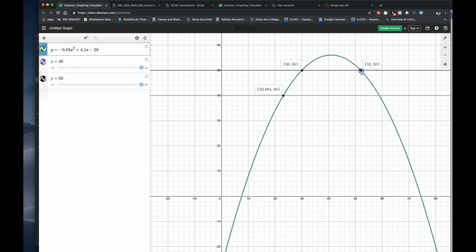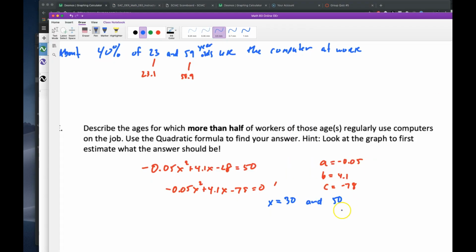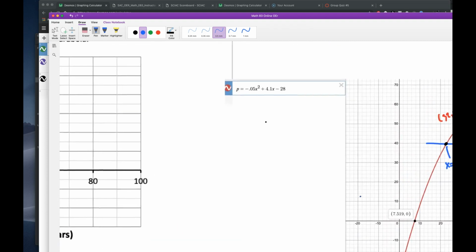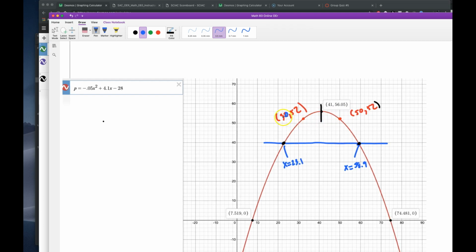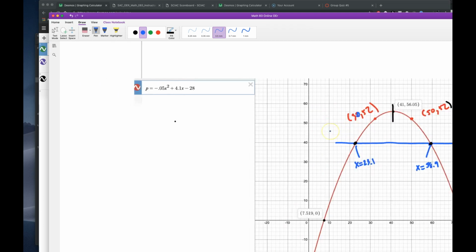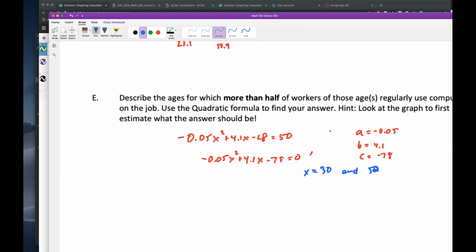So you can see 50 when it equals 40, those ages I got, and then 30 and 52, not 50. So this is a 52 that we're looking at. 30 and 52. Oh, this is a 30, not a 32. 30 and 52 give us those answers that we have over here. That's it.